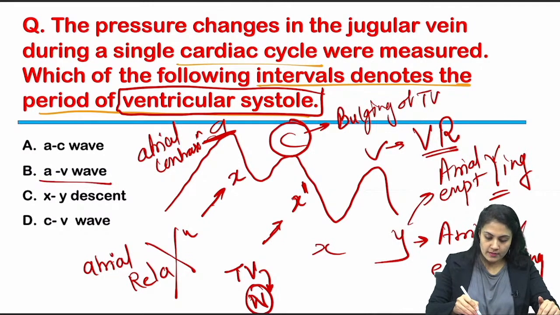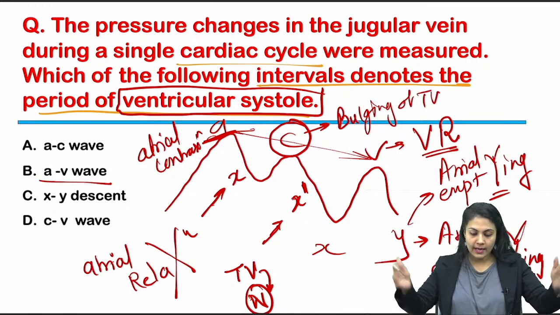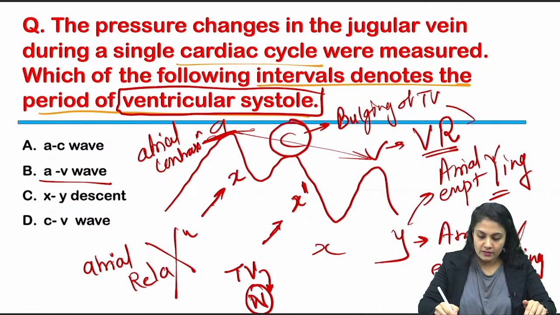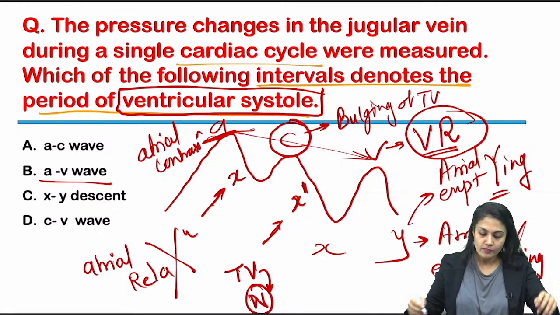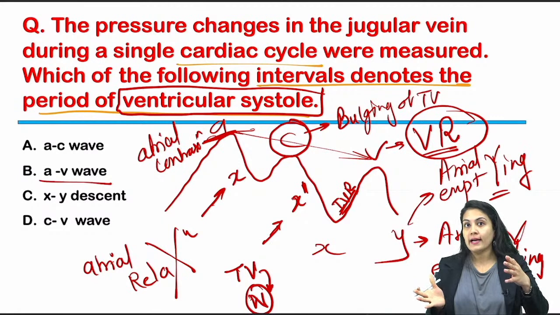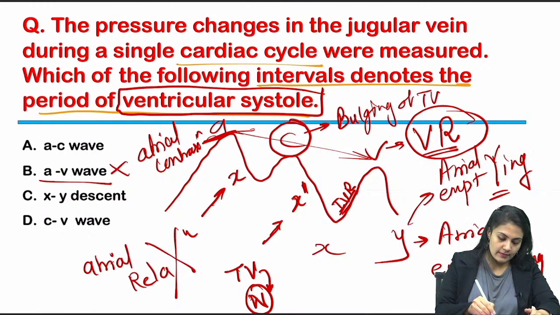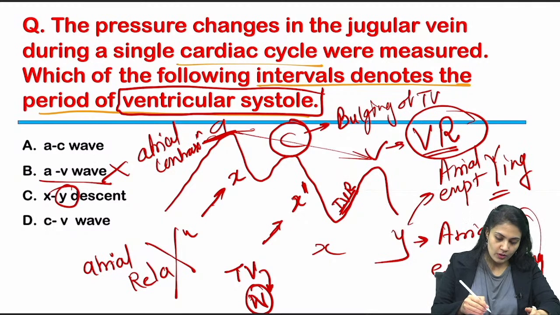A to V, that means over here, it is very, very big. In the venous return, the pressure will be increasing. So we cannot say that the ventricular systole is occurring there, because remember, in this phase, isovolumetric relaxation has already started. So the ventricles are relaxing at this phase. So we cannot say this is the answer. X and Y descent. In the Y, the atria is emptying. So that is not true. The ventricle must be in the diastole, right?